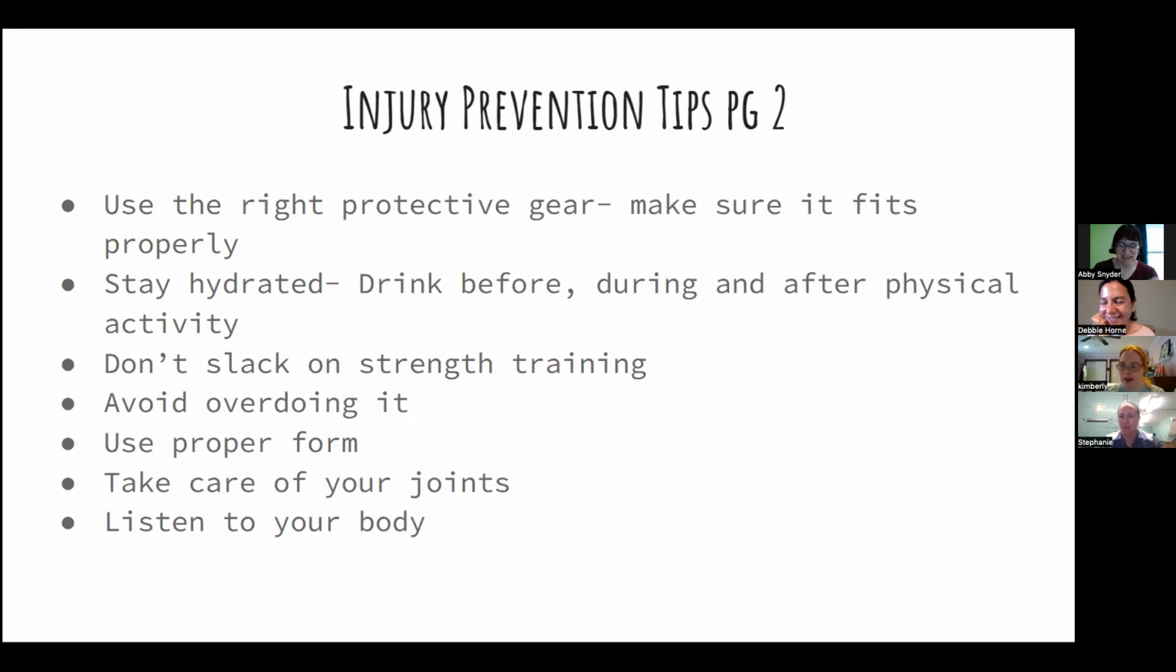Like I said, after is really important, and not enough people really focus on the after, but it can be very important in preventing injuries. Yeah, I even do a cool down after I exercise at home. Definitely.